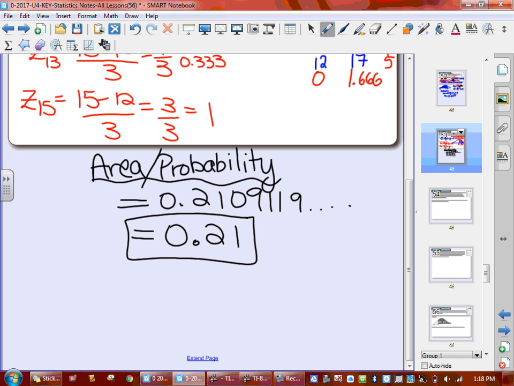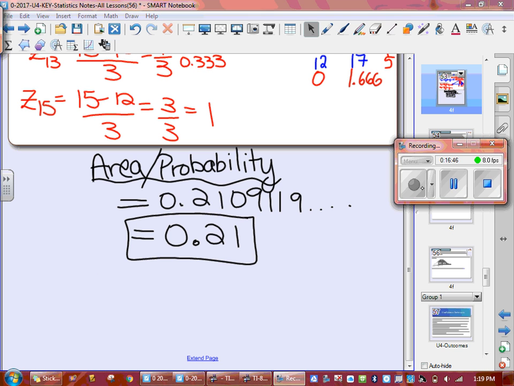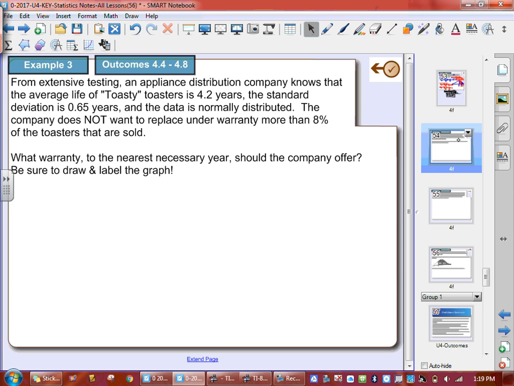All right, last 3 examples. This next one is going to tell us a couple other things. So for our toaster question here, it says, from extensive testing, an appliance distribution company knows that the average life of their toasters is 4.2 years. The standard deviation is 0.65 years, and it is normally distributed. The company does not want to replace more than 8% of the toasters that are sold. So they want to save some money and not have a big warranty. So this is our question: what warranty should they offer if they don't want to replace more than 8%?